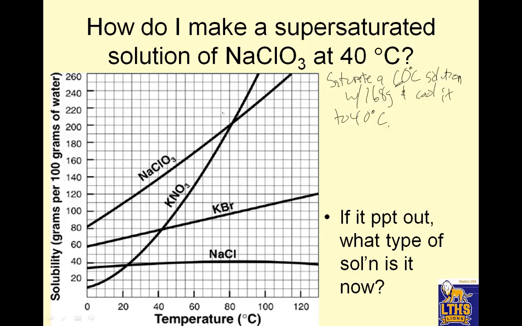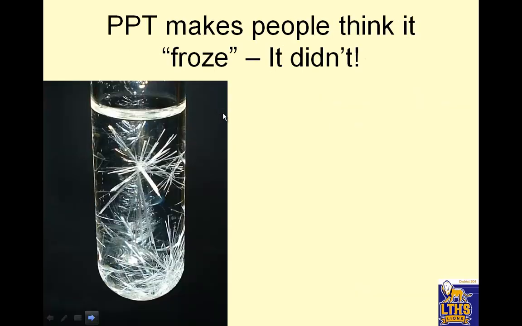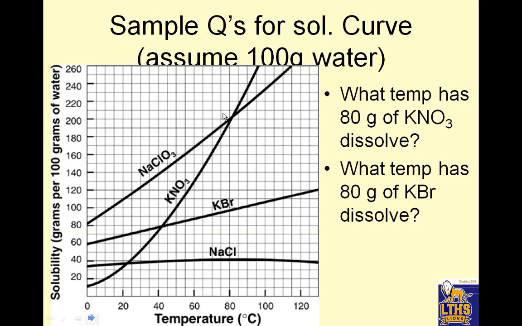If it precipitates out, what type of solution is it now? If I put in 168 and cooled it, and then it precipitated out, now it's saturated with the extra sitting on the bottom. PPT is a precipitate. It makes people think it froze. When this happens, it precipitates and these solids form, and it looks like it froze. It didn't. Just the extra stuff precipitated out.